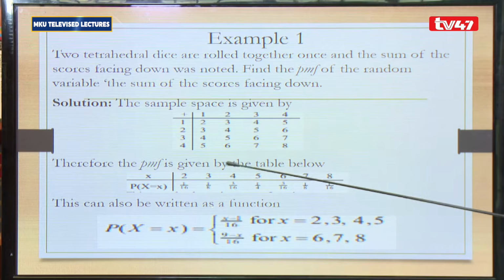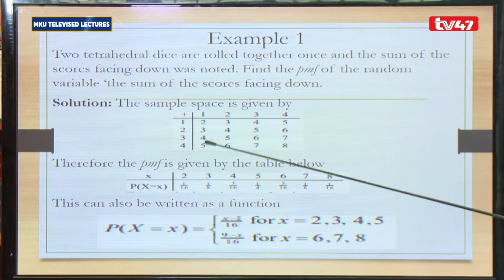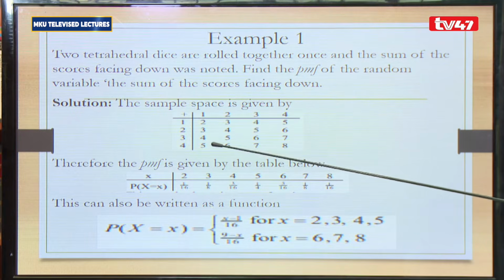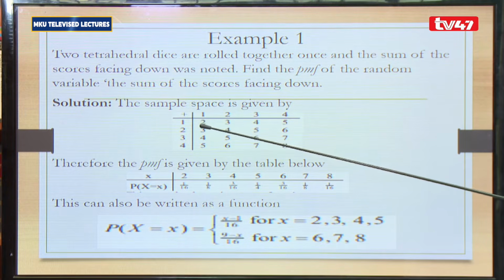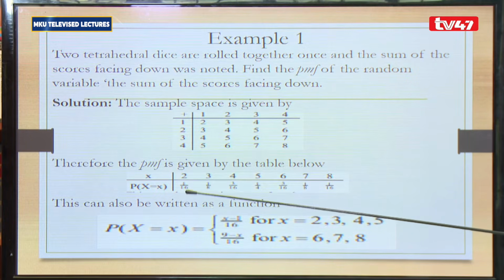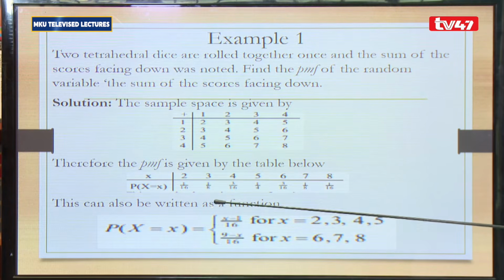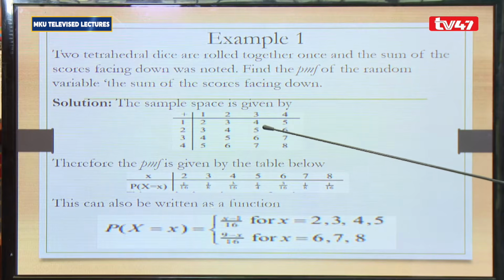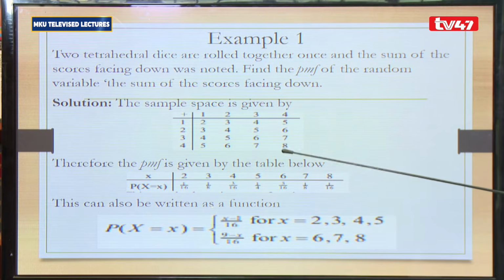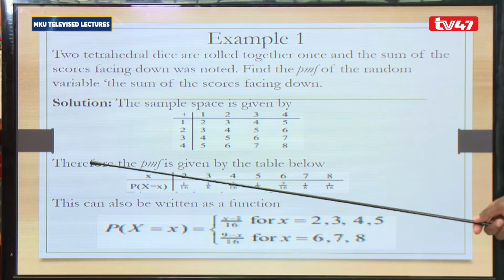So from here, we observe that we can only have the sum total being 2 in only one case out of the 4 by 4 cases we are having, which is 16. So 2 occurs only once out of 16. That's why we are saying when X is 2, the probability of getting that 2 is 1 over 16. Then 3 is occurring twice, so 2 out of 16. Then 4 is occurring 3 times, so we have 3 over 16, and so on until the last observation, 8, occurs only once out of 16. So this is now a PMF.